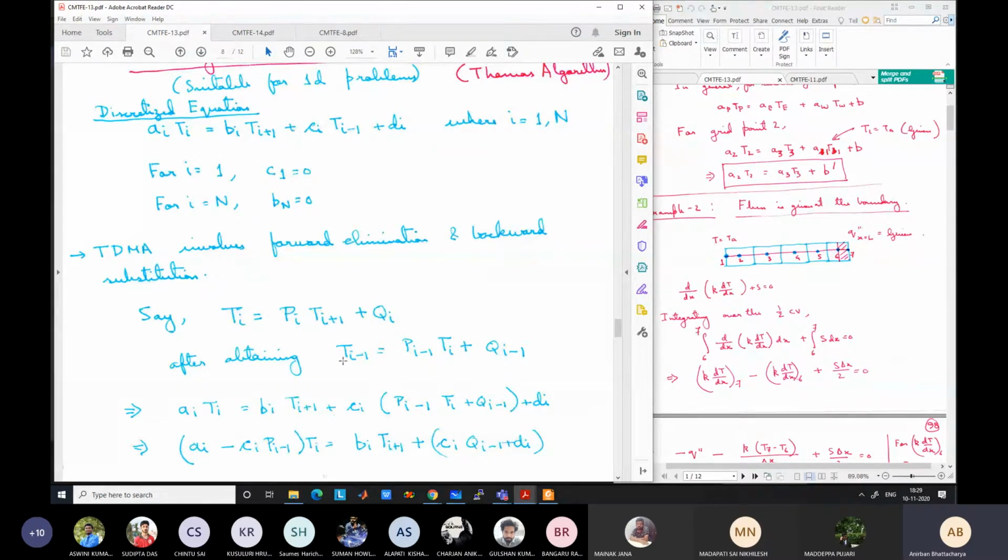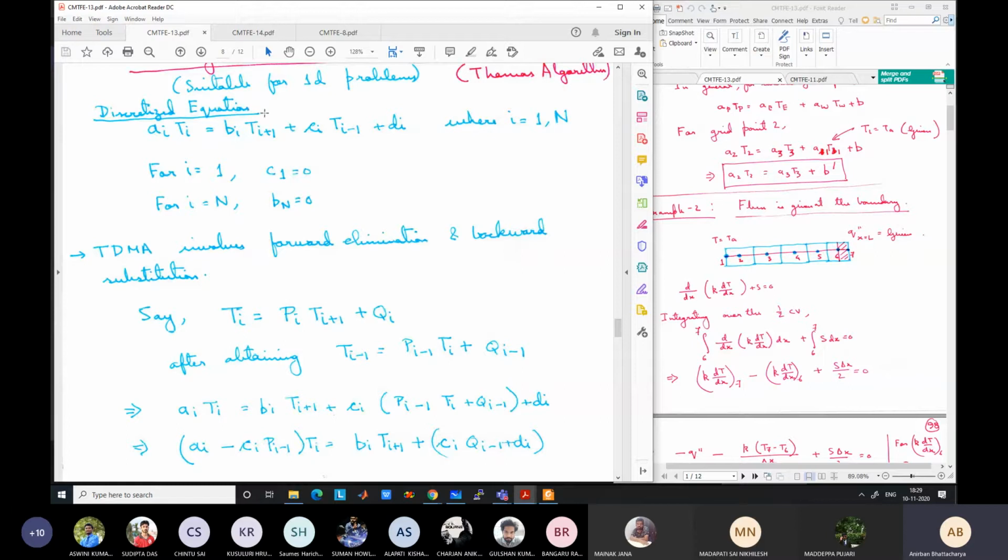Why do I want to know like this? Because if I can get the value of the coefficients for the ith grid point, Pi and Qi, based on the previous grid point value, similarly I can proceed for the next grid point. So I will be able to find the value of the coefficients for the Ti plus 1 terms just by following the same process, just by changing the value of i. So I can make it like a step by step process.